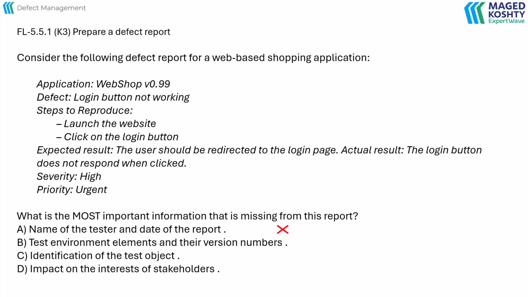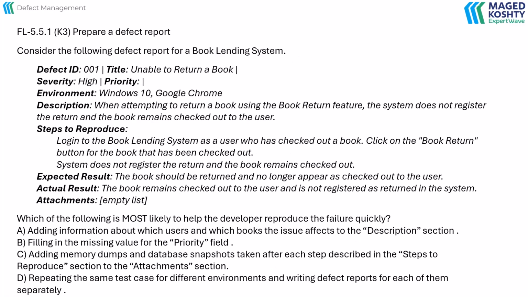B. Test environment elements and their version numbers. This is correct. The important thing that is missing is the identification of the browser and device used for the testing. C. Identification of the test object. Incorrect. The test object version number is mentioned. D. Impact on the interests of stakeholders. Incorrect. It's mentioned that the severity is high. Correct answer is B. Fourth and last question.